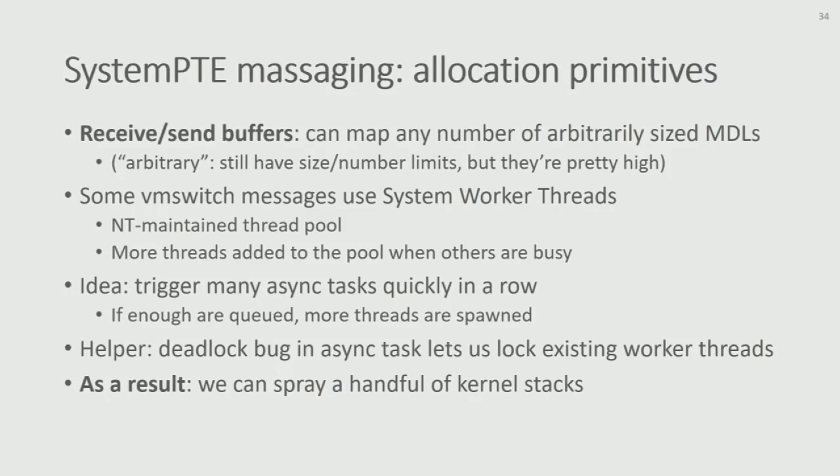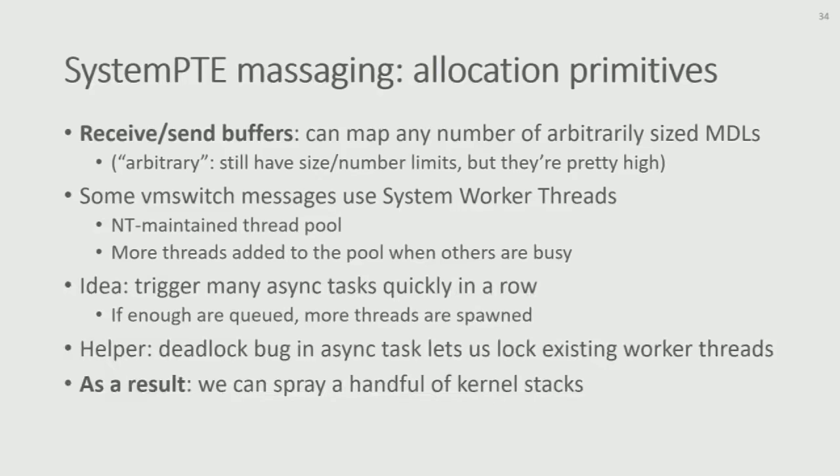I was also helped by the fact that VMswitch at the time had a tiny bug which would cause certain worker threads to be deadlocked, and it would just wait on a mutex forever, which was kind of annoying, but also actually came in really handy, because that way you can make sure that any arbitrary number of worker threads that you want is just going to stay busy forever, and that lets you allocate new ones.